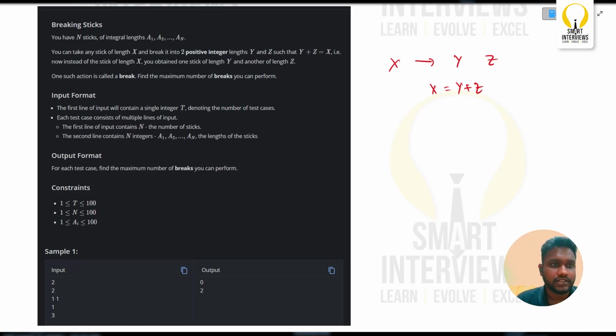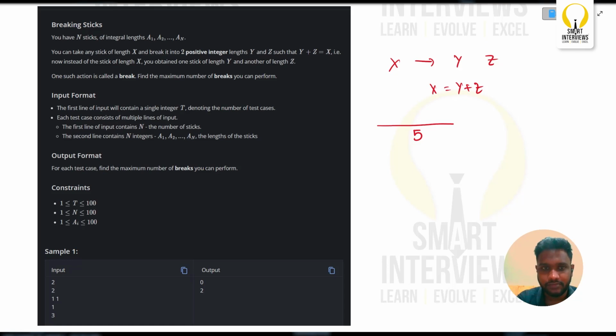One such action is called a break, and our task is to find the maximum number of breaks we can perform. If we are given a stick, the maximum number of breaks we can perform is such that all the pieces are positive integer lengths. So let's say I have a stick of 5 unit length. Now I should break it such that I can perform the maximum number of breaks.